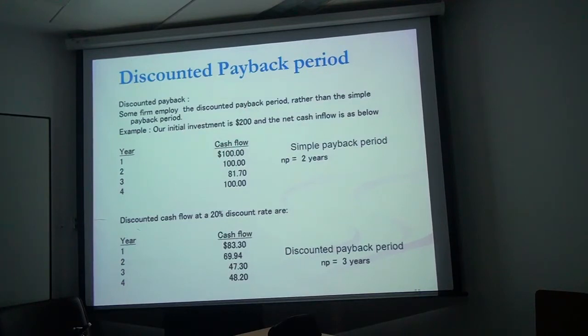So doctor, if I'm correct, for the discounted rate we always go back to the present time. So 83 is present, 69 is present, 47 is present, 48 is present. Exactly, that's right. Thank you very much.